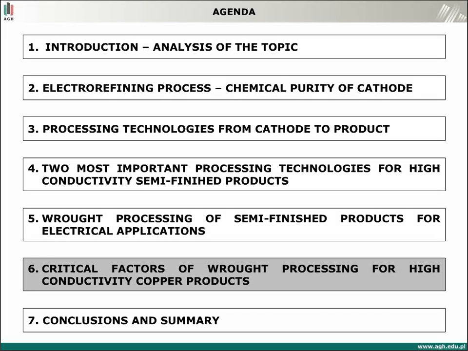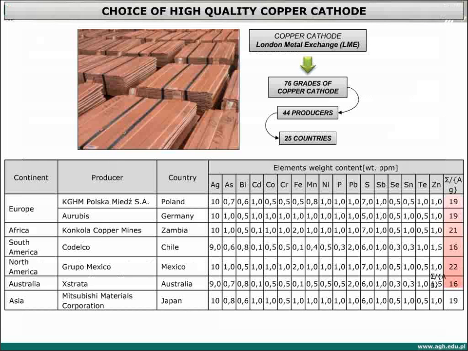From all mentioned route processes and issues connected with processing of high conductivity materials, now I'd like to draw your attention to a couple of critical factors which are crucial for electrical applications. The first issue is the purity of copper cathode. Since the electrical properties are strongly affected by the level of impurities, high conductivity products should be produced from the highest purity cathodes. Please note that at the London Metal Exchange, there are over 70 grades of cathodes classified.